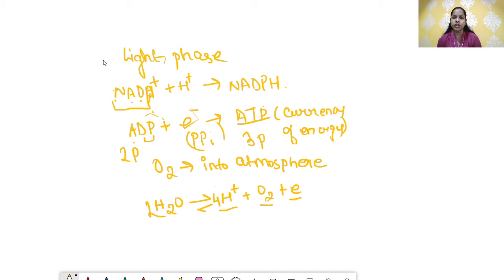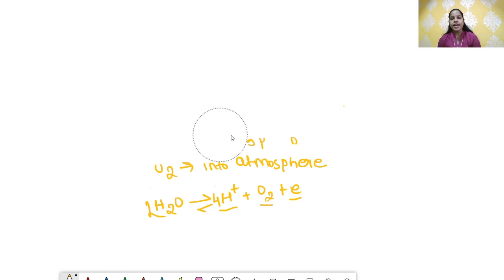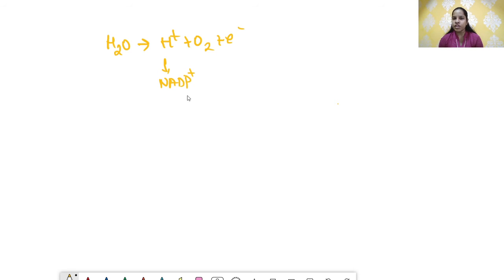This was all about the light phase. First it begins with activation of chlorophyll. Then after the activation of chlorophyll, the water is split. The water is split into hydrogen ion, oxygen, and electron. The electron is then accepted by NADP plus, which is nicotinamide adenine dinucleotide phosphate, and it then forms NADPH, which is required for the dark phase.